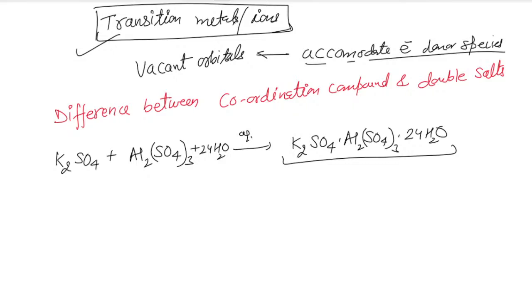So double salts, that is another class of compounds that are formed in the same way as the coordination compounds, by mixing together the saturated solutions of two different compounds and evaporating to dryness. Same is the case with coordination compounds. Okay, they are also formed by heating or by evaporating to dryness.